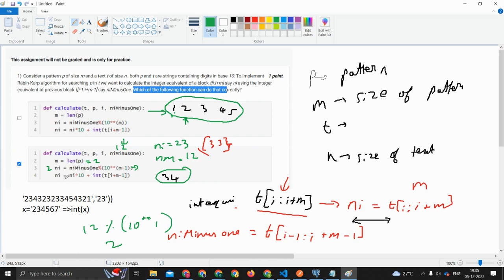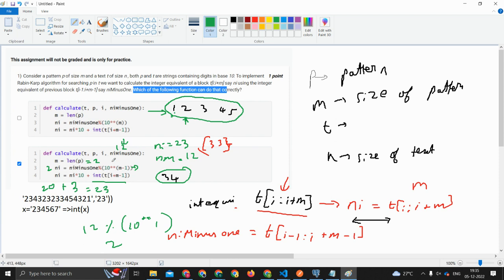At this point, what is happening? This 2 you are multiplying with 10, adding the next integer, T of I plus something. What is I? I is the current index, 1. So 1 plus 2 minus 1 gives 2. T of 2 is 3. So we get the value as 23. Do you get the point?